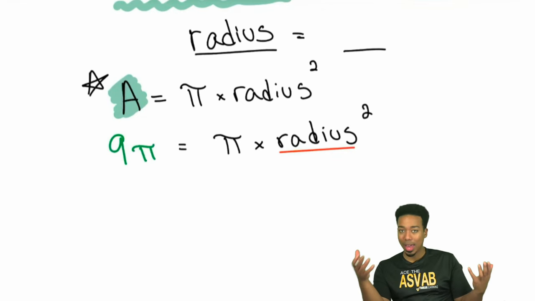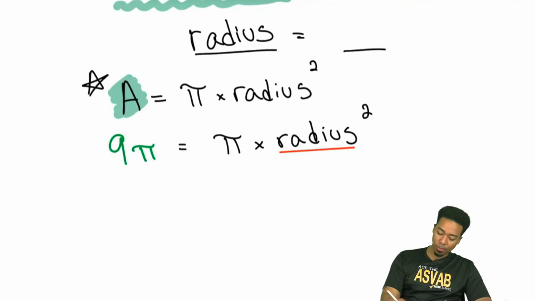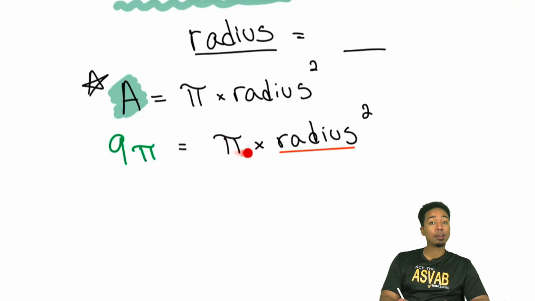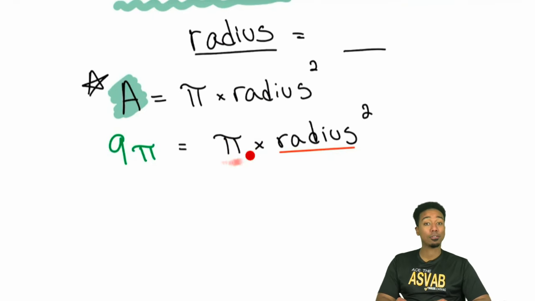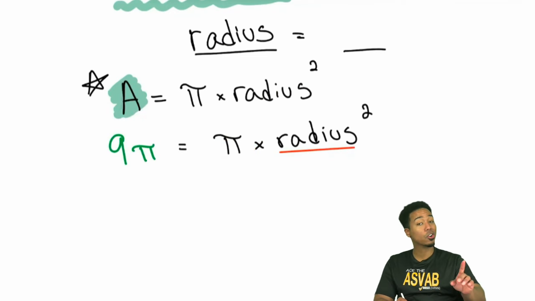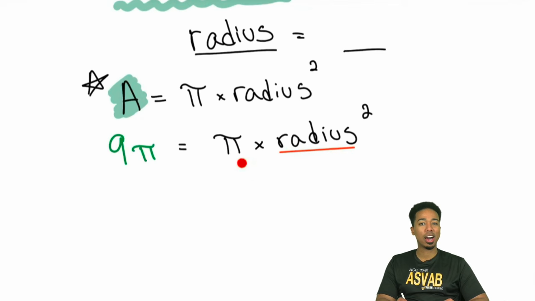What's in the way of the radius? We see that the radius is being squared. And we see that we're multiplying by pi. The thing that's furthest away is the pi, because with squaring, exponents come first, then multiplication after. So if we're working backwards, take the last step out first. Before we can get to that radius, we've got to take care of the pi.